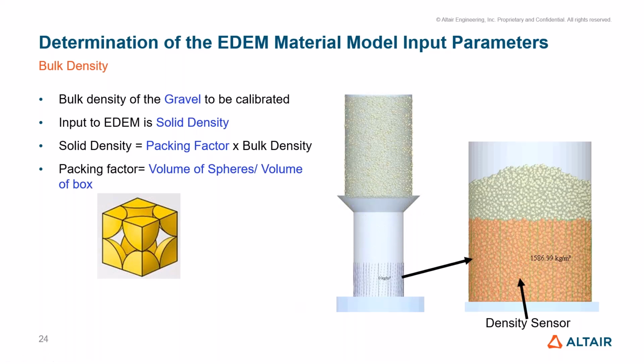To measure the bulk density, you should fill the material and use a density sensor at a level lower than the free surface, which gives you a constant bulk density.